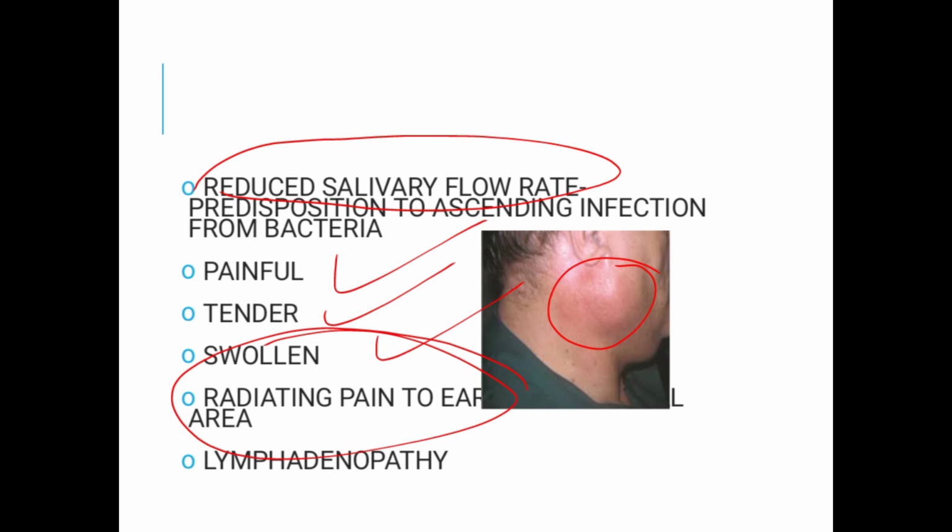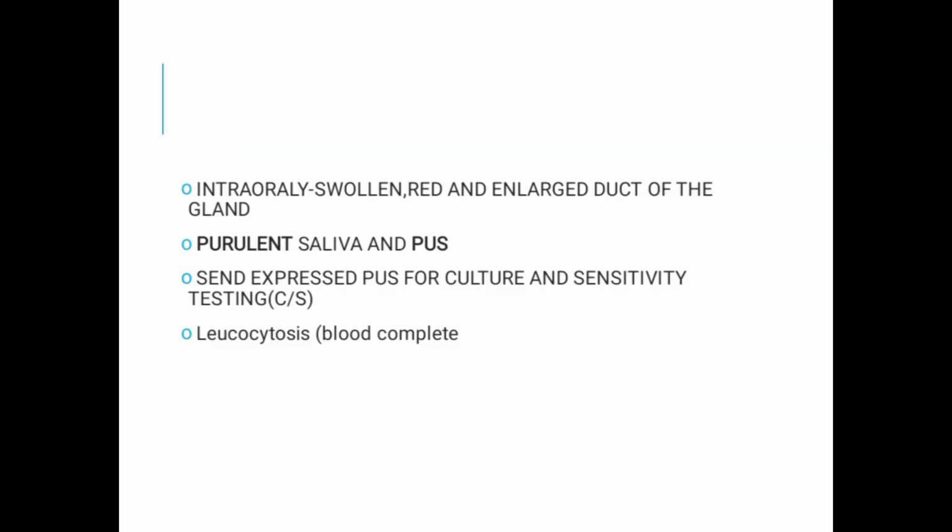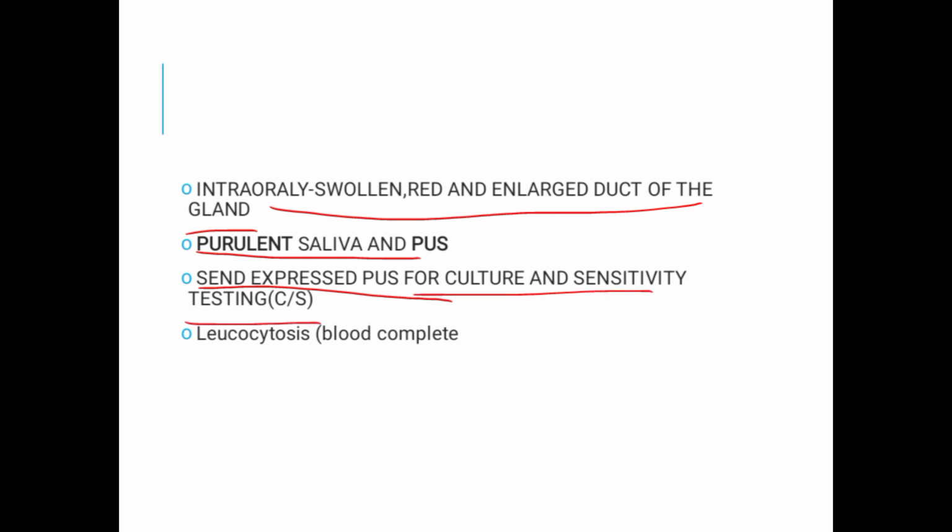Now with infection, lymphadenopathy will happen. Remember it. In mumps, a very important sign is trismus. Here we have said that the pain radiates to the ear area. Intra-orally, the duct of the gland is swollen and red, of course with enlargement of the orifice of the duct. Purulent means pus discharge is present, so send the expressed pus for culture and sensitivity testing. Also do a blood count for leukocytosis. Very important thing, leukocytosis.